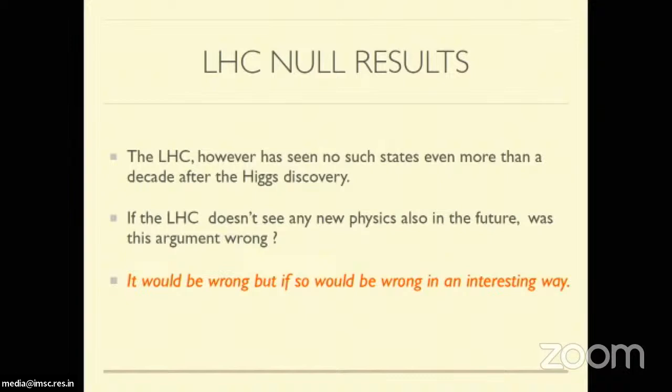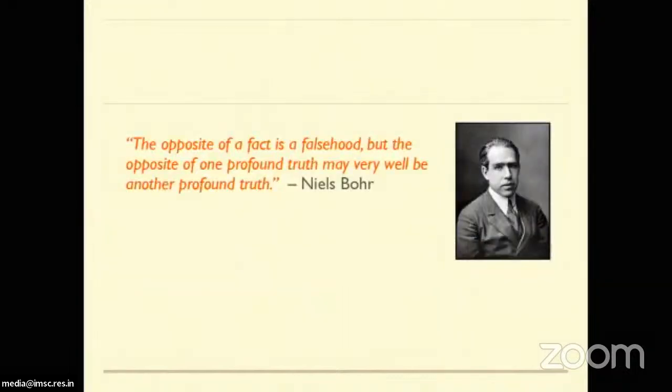What was wrong? My philosophy is that maybe it was wrong, and of course it would be wrong if you don't see anything new, but maybe it's wrong in an interesting way. That means one of the assumptions that went into this argument must be wrong, and then you can try to think what the loophole in the argument was. I found this quote: Niels Bohr said that the opposite of a fact is a falsehood, but the opposite of one profound truth may well be another profound truth.